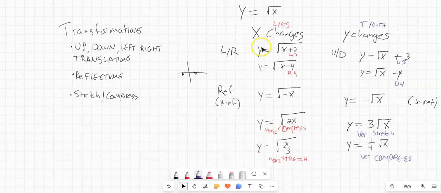Hopefully this helps you see when you see a number inside a change to the regular function, you can recognize if it's an x change, left, right, a y reflection, or horizontal compression or stretch, or if it's a y change outside the function. And the x lies, it's the opposite of what you think, and the y tells the truth. When you see a plus 3 outside the function, it is up 3. All right, hopefully this answers some questions about how to better understand and remember these transformations of functions.